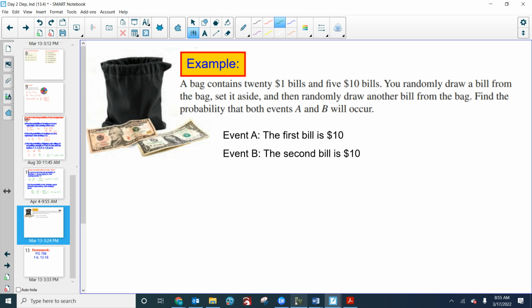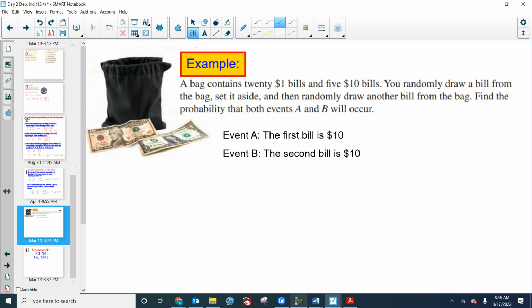All right, so event A is drawing a $10 bill on the first draw. And event B is drawing a $10 bill on the second draw. Let's vote. Independent or dependent? Who votes independent? Who votes dependent? Dependent for sure, right? Because you draw a $10 bill, and what do you do with it? Set it aside. Okay, you've taken it out. You have not replaced it. That definitely affects the second drawing.